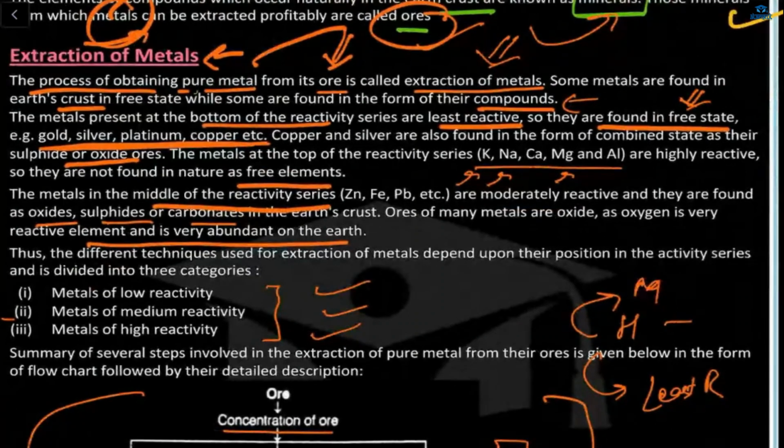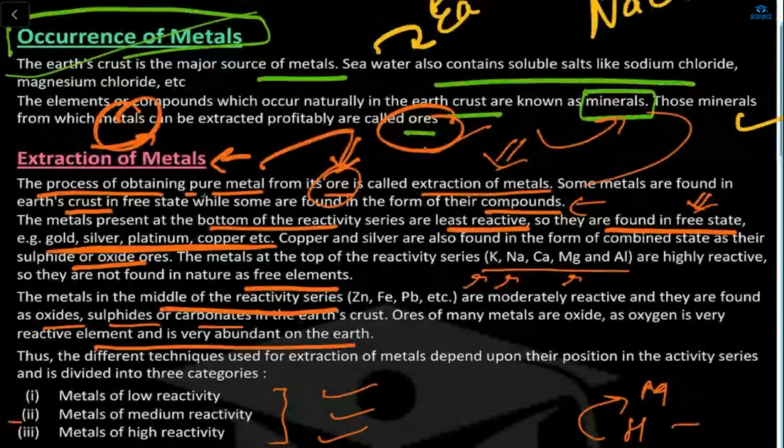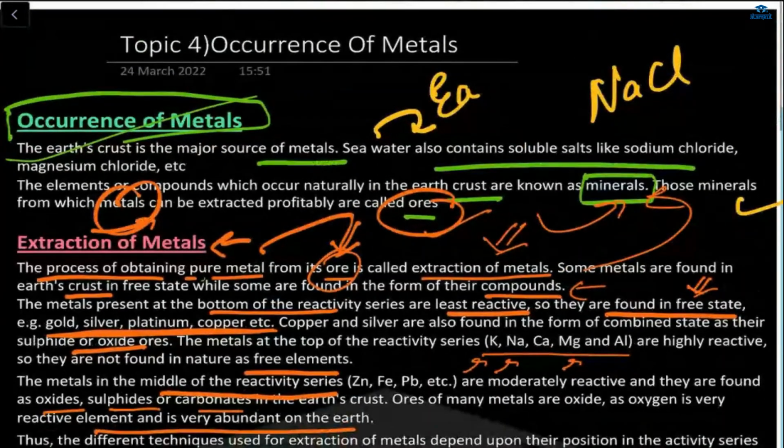Extraction of minerals: the process where we can easily obtain the pure metal from an ore is known as extraction. These two sentences are just the opposite of each other. Okay.